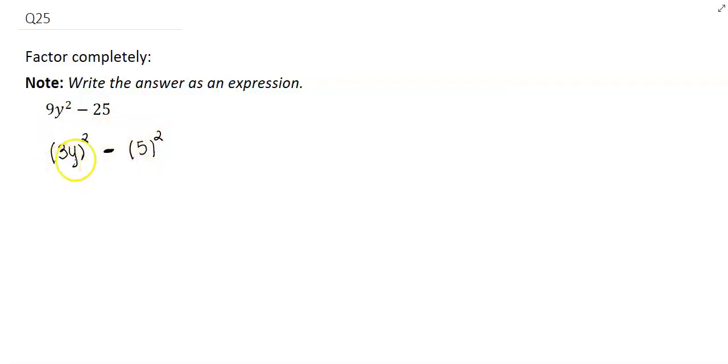So it's a difference of two perfect squares. So then how is the factorization of a difference of perfect squares? It is 3y minus 5, 3y plus 5. So you have to take the square root of this, the square root of this, and one carries the positive sign, the other carries the negative sign.